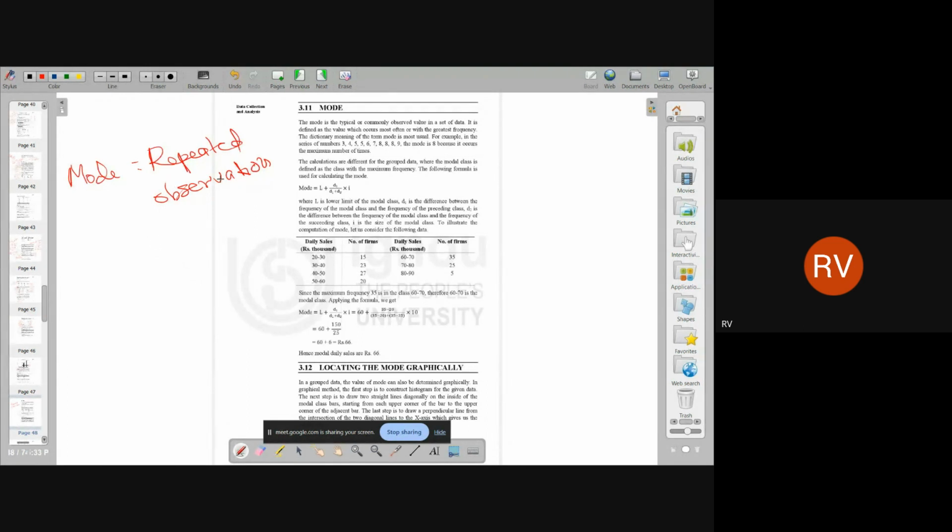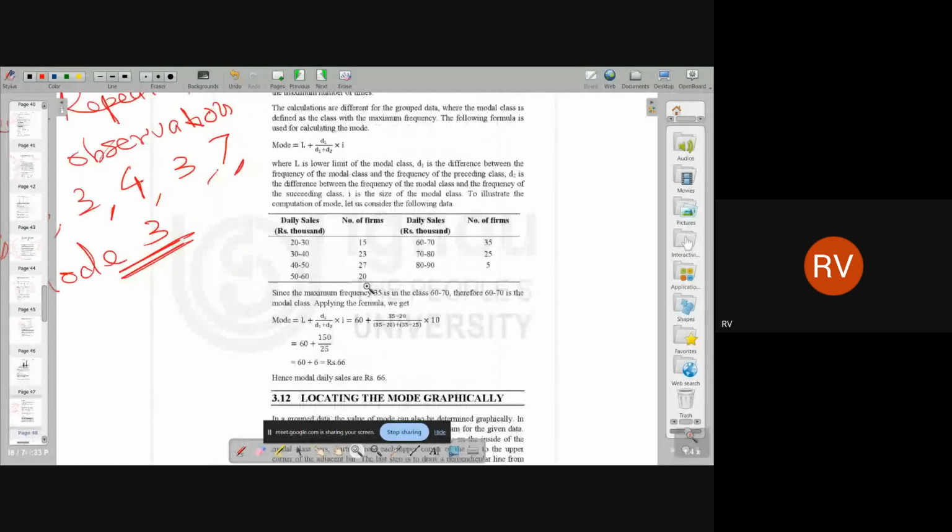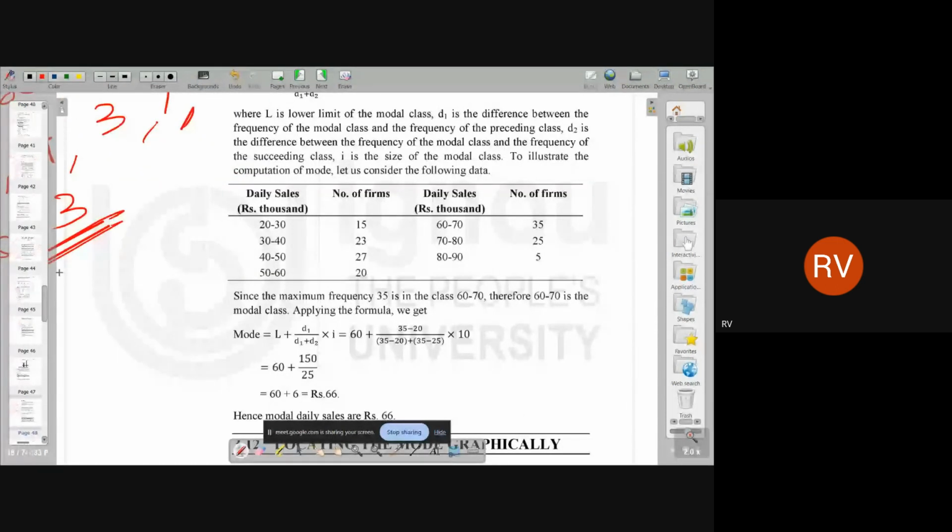Mode is the most repeated observation. For example, 2, 3, 2, 3, 4, 3, 7. Mode is 3, because the most repeated observation is 3. In raw data, mode can be found from the most repeated observation. In a frequency distribution, mode is equal to L plus D1 by D1 plus D2 into I.